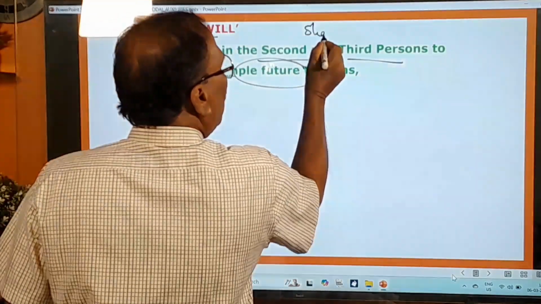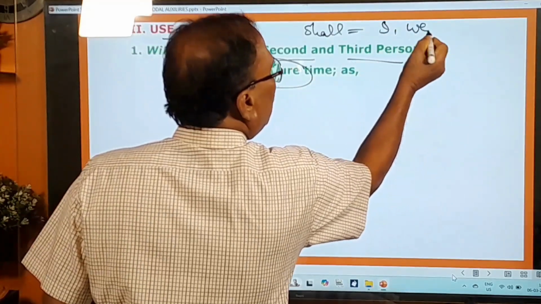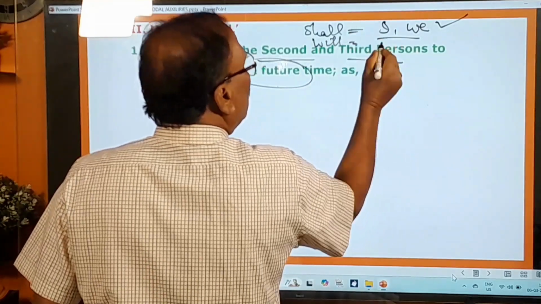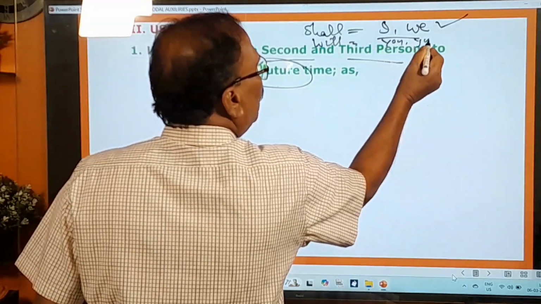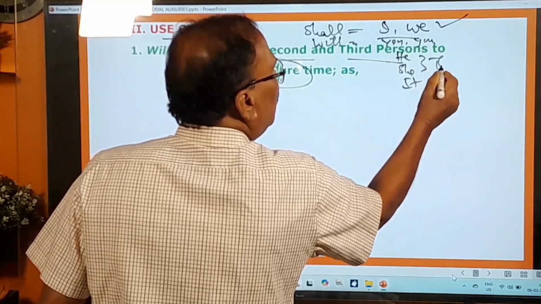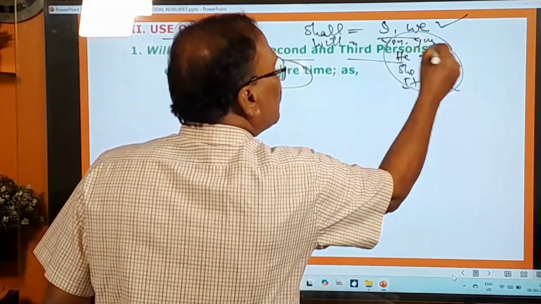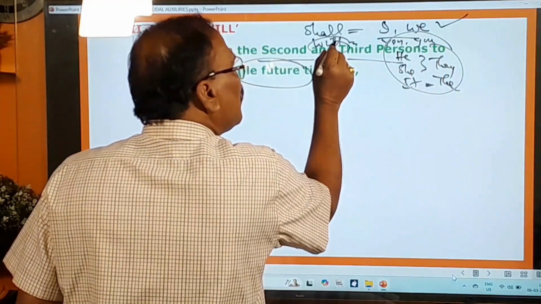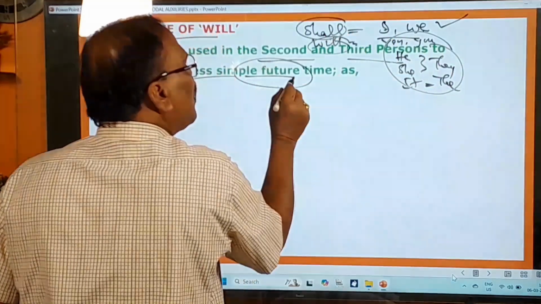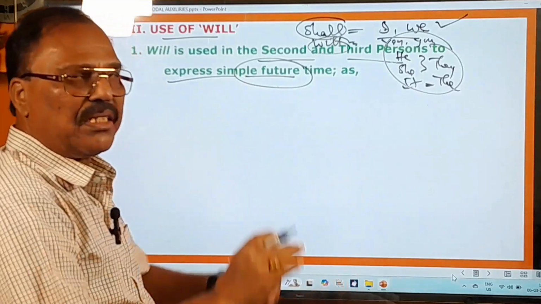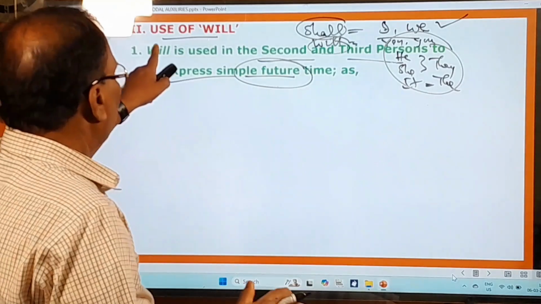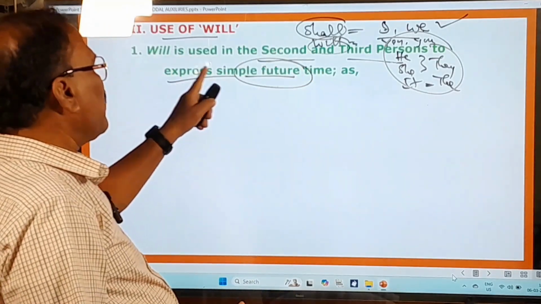You know very well, this shall is used with first person singular and plural. This is quite natural. And will, what is that? With all other persons. That means you, second person singular and plural, third person he, she, it, and plural they. So with all these persons, this will is used to indicate future. With the first person singular and plural, this shall is used to indicate simple future. And that is quite natural. That is the natural duty of this shall and will, right? And here, therefore, will is there. Will is used in the second and third persons to express simple future time.